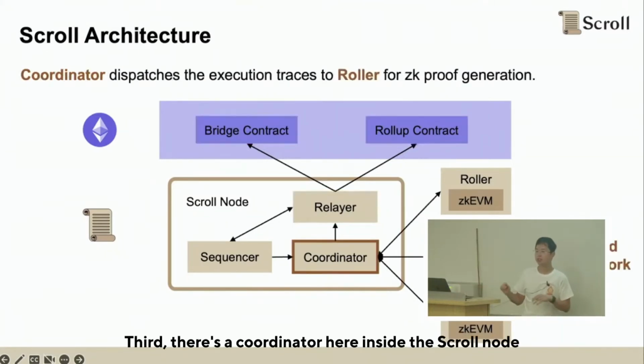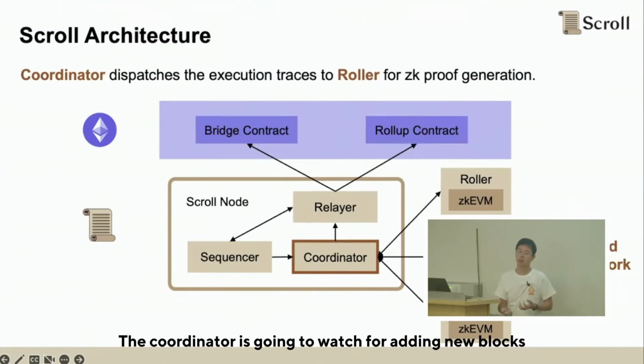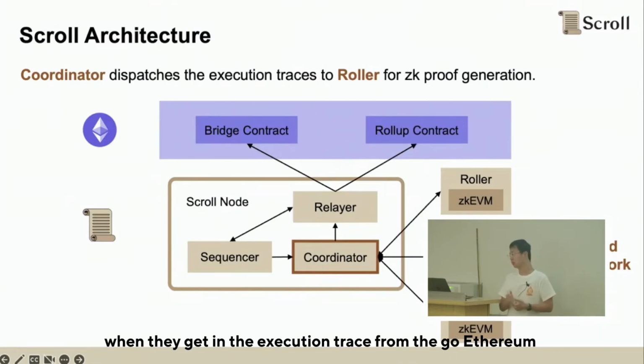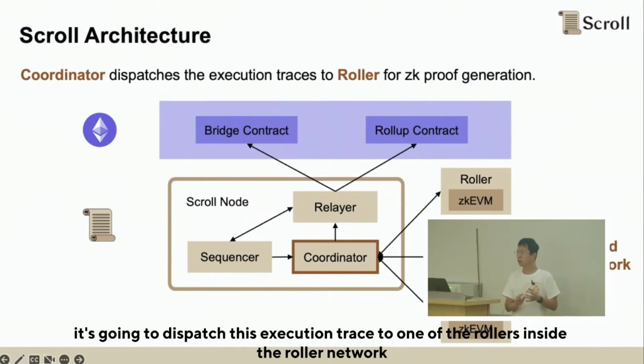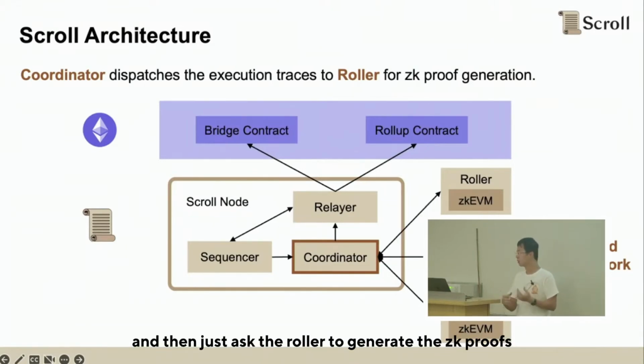And then third, there's a coordinator inside the Scroll node. The coordinator is going to watch for any new blocks and get the execution trace from Go Ethereum. Once the coordinator receives a new execution trace for a new block, it is going to dispatch this execution trace to one of the rollers inside the roller network and ask the roller to generate the zk proofs.